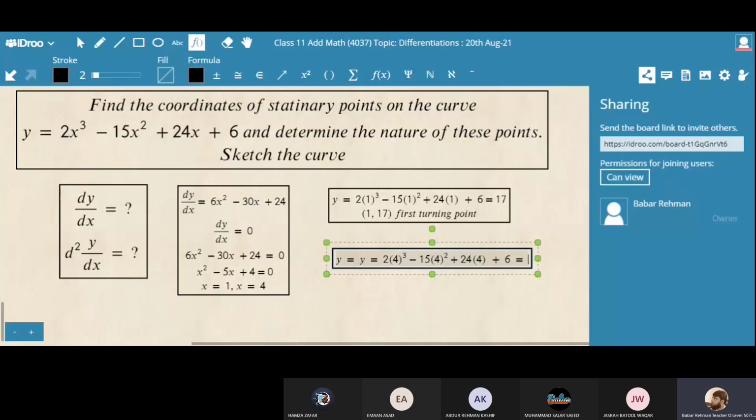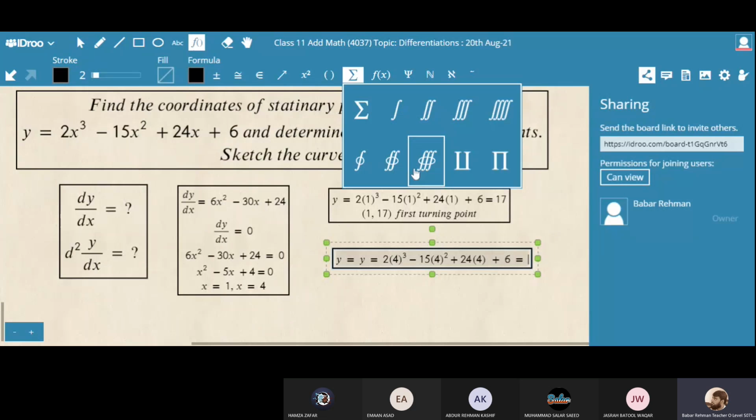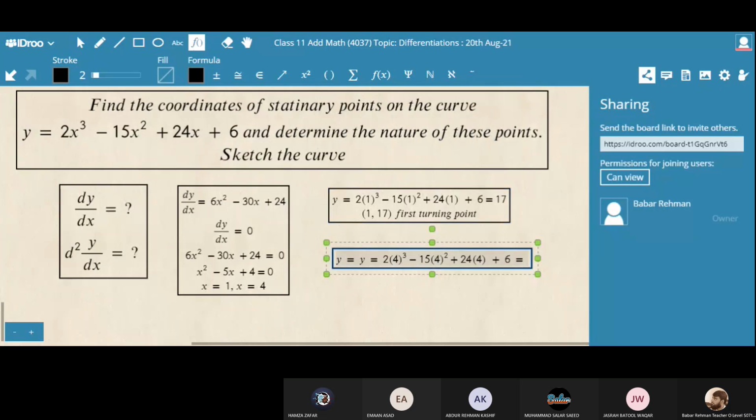This is the first turning point, and now we will input the value 4. Now tell me the value when we input 4. So what is the answer? Negative 10. So what is the turning point we have? 4 comma negative 10. This is the second turning point.